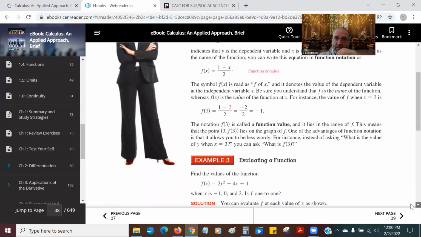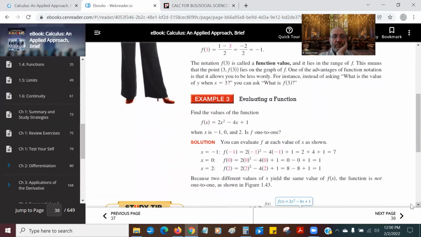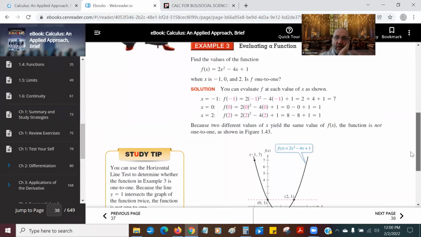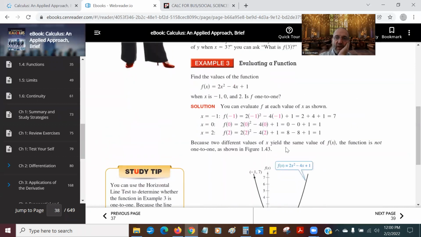Function value is -1. So we want to find the values of the function 2x squared minus 4x plus 1 when x is -1. And then we want to do it again when x is 0. Then we want to do it a third time when x is 2. We also want to know if this is a one-to-one function. So let's take it one step at a time. Let's actually start with that right there.